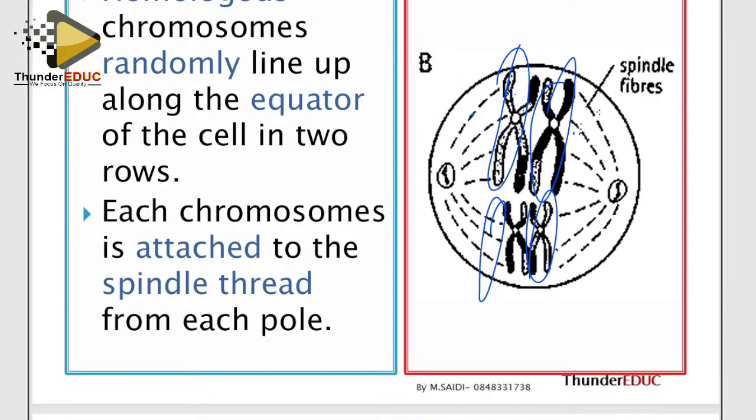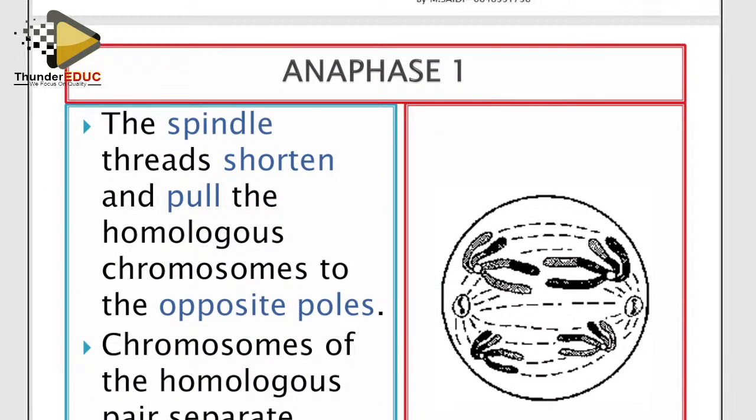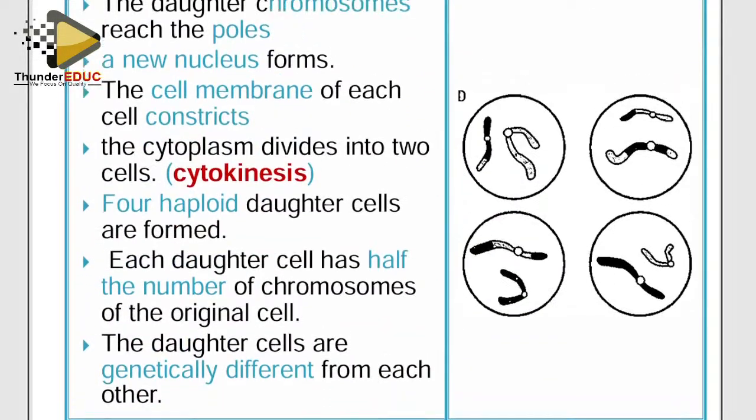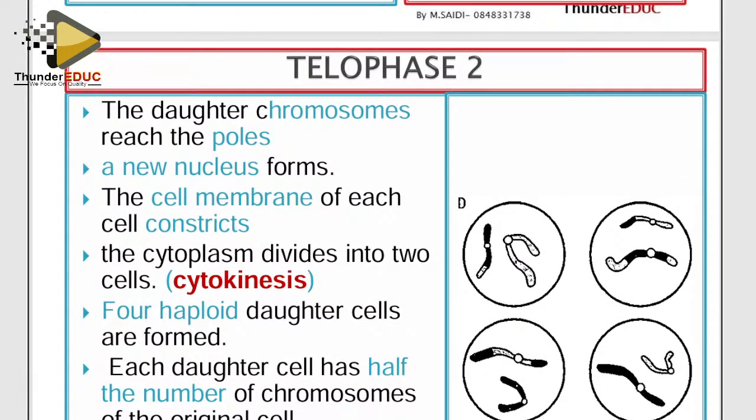So they align along the equator in homologous pairs. Is it clear? And then in anaphase, the homologous chromosomes are pulled to opposite poles, meaning that they separate. Pulled to opposite poles, meaning that they are separated. So don't go to the paper without knowing the process of crossing over, metaphase, anaphase. You can fail to know others, but you can't fail to know those ones.